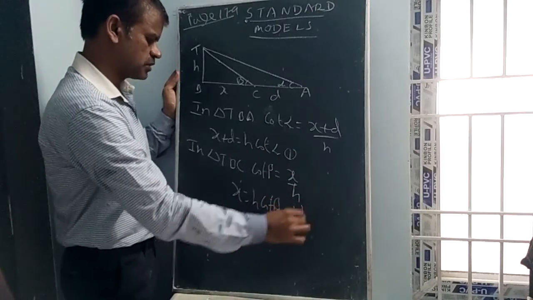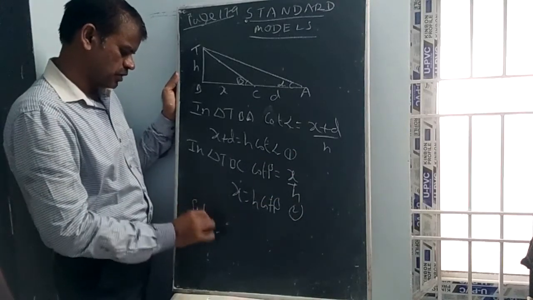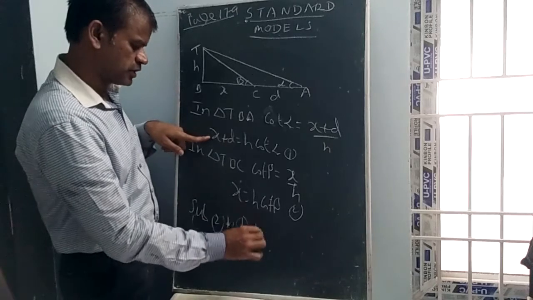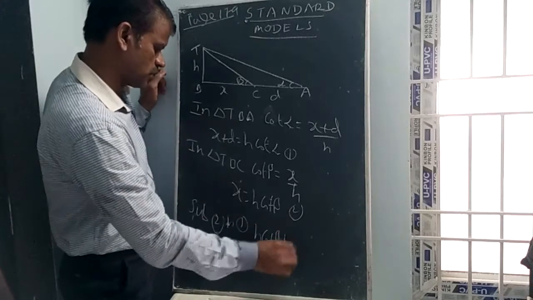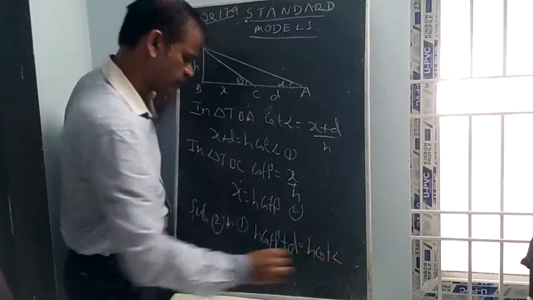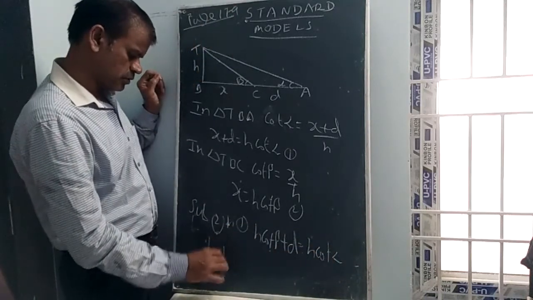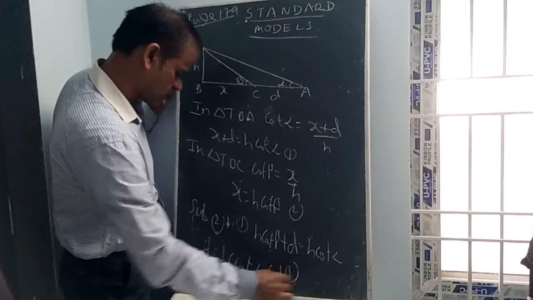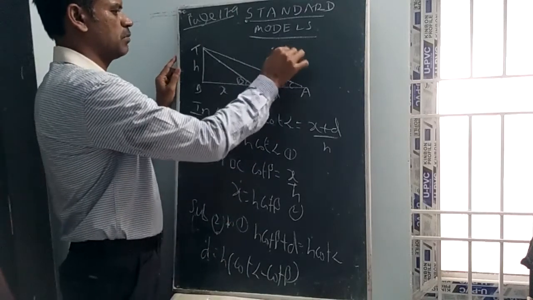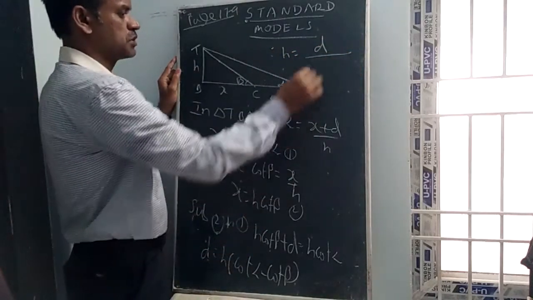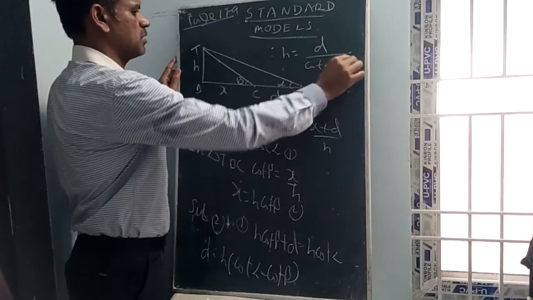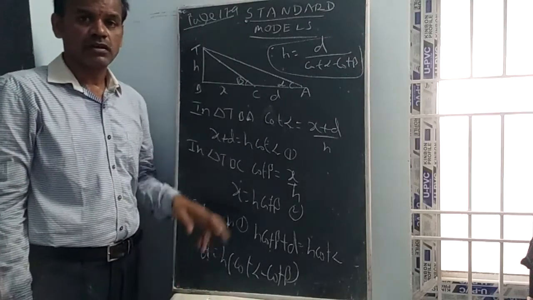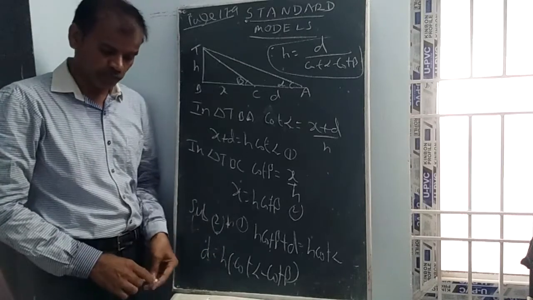Let this be the first equation and this the second equation. Substitute the second equation in the first: instead of x, substitute the value h cot beta. H cot beta plus d is equal to h cot alpha. So d is equal to h into cot alpha minus cot beta, taking cot beta to that side. Therefore h is equal to d by cot alpha minus cot beta. This is the important formula. If you want d, it is h into cot alpha minus cot beta.